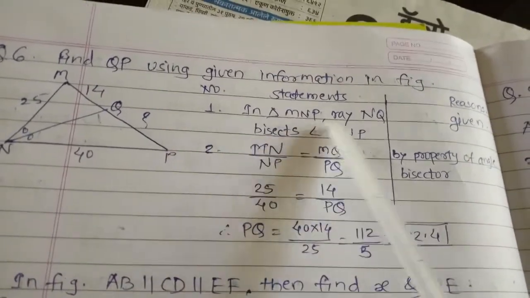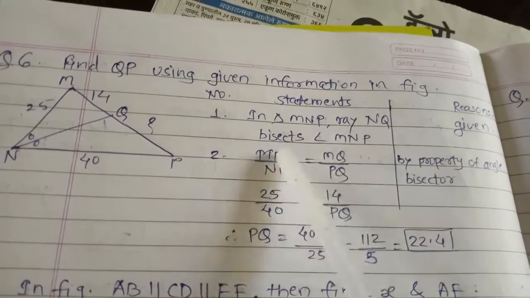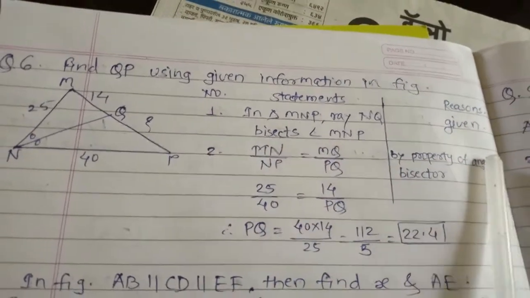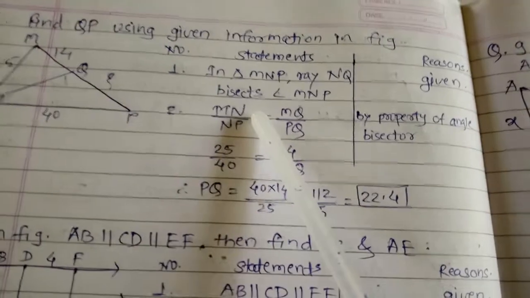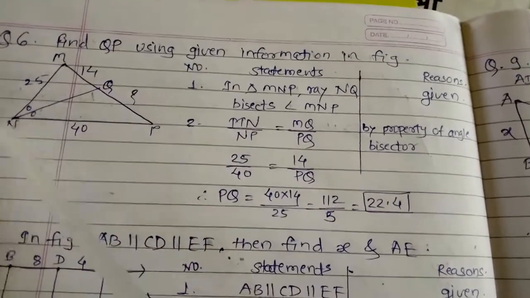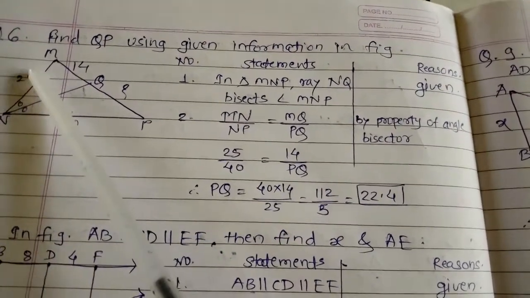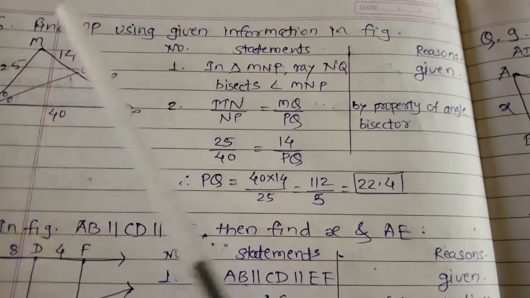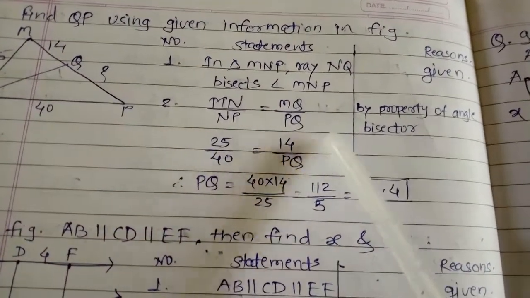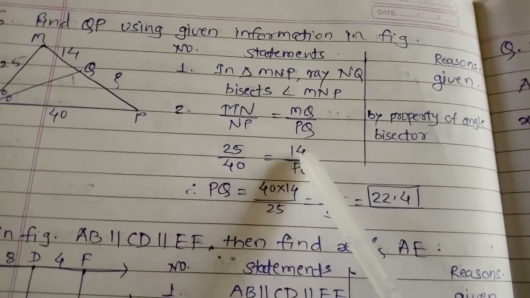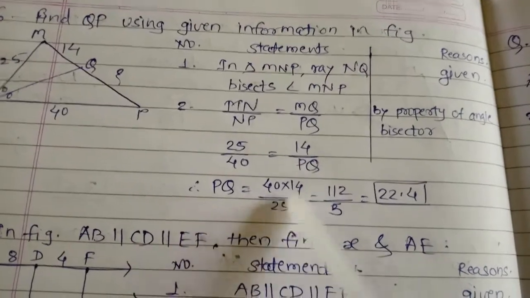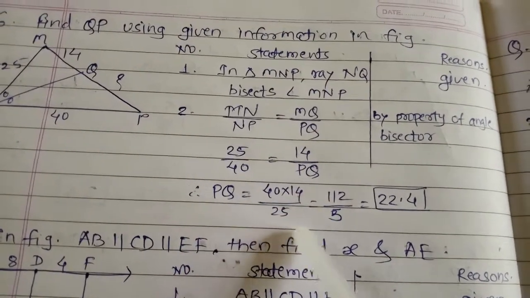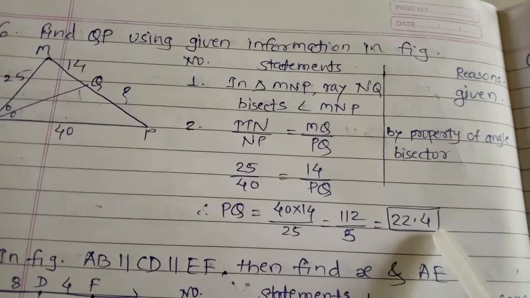So in triangle MNP you are given that ray NQ bisects angle MNP. It is given in your figure, and so we use the property of angle bisector. So MN upon NP, see here, MN upon NP. If we take this side first, we have to write this side first, that is MQ upon QP. So 25 upon 40 is equal to 14 upon PQ. Taking cross multiplication, we find PQ is 40 times 14 upon 25. So the total answer is 22.4.